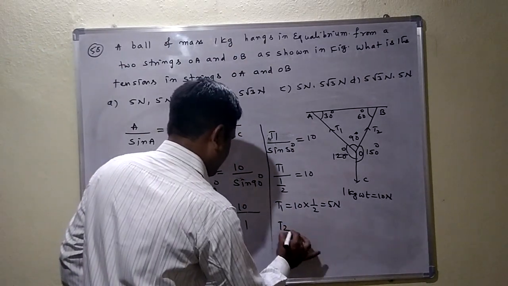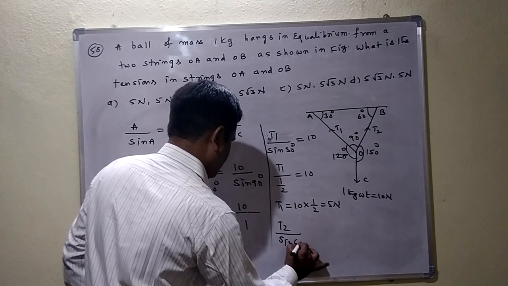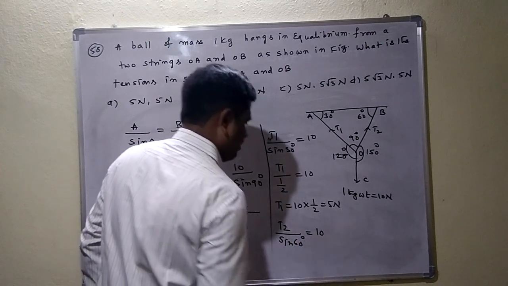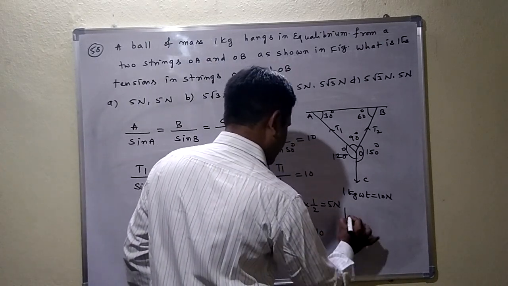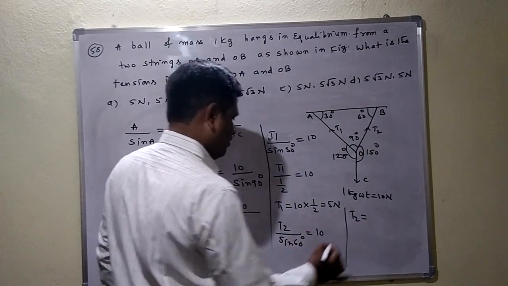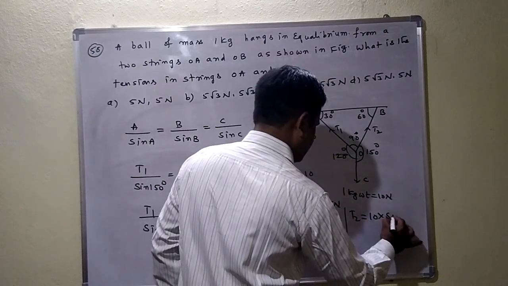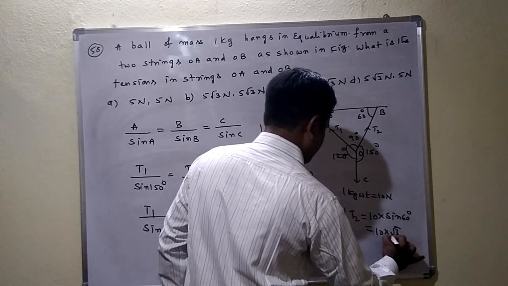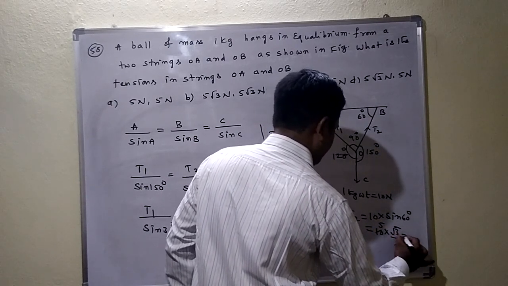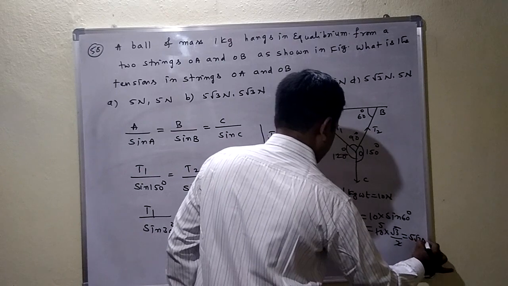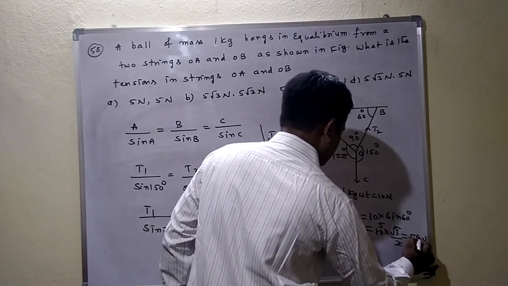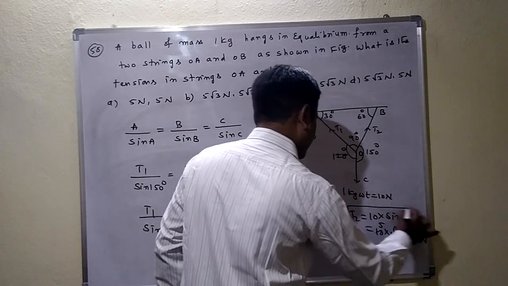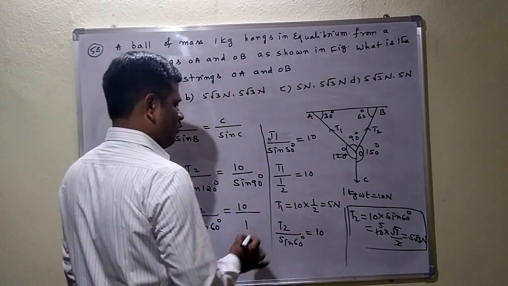Here T2 by sin 60 is equal to 10. So T2 is equal to 10 into sin 60, which is 10 into root 3 by 2. Here 5 is up, meaning 5 root 3 newtons. So T2 is equal to 5 root 3 newtons, and T1 is equal to 5 newtons.